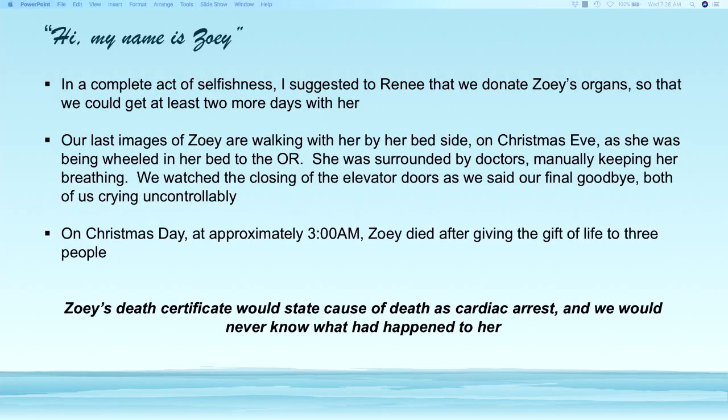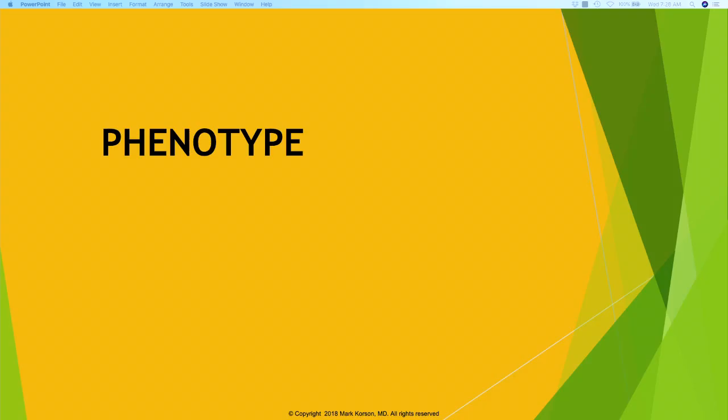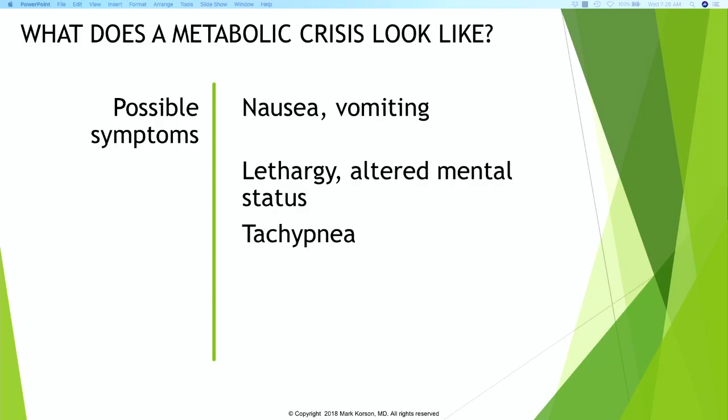All right, so go from the case to the phenotype. So what does a metabolic crisis look like? And the metabolic crisis, we're talking now about a urea cycle disorder, but it could be, again, organic acidemias, fatty acid oxidation defects. These patients often present with nausea and vomiting, lethargy, some sort of altered mental status, which, if it progresses, leads to dehydration, coma, and potentially to death.